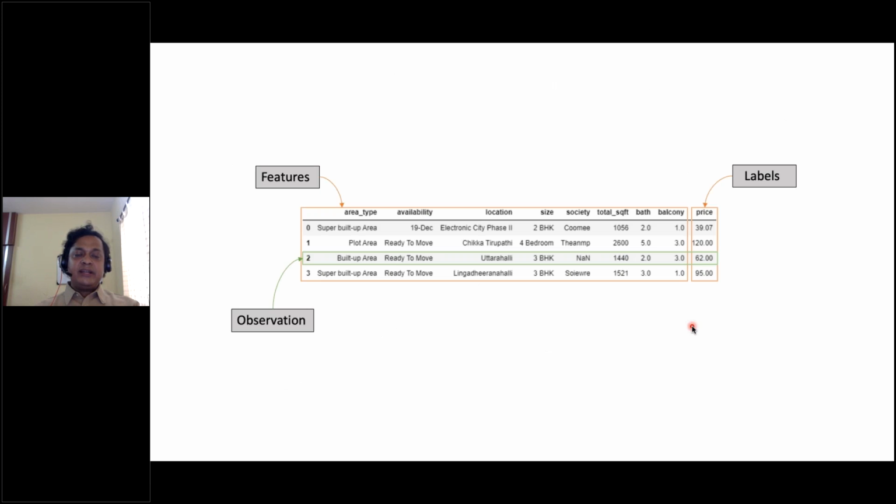Now let's familiarize ourselves with a few terms which we are going to use during the session. Number one, each row of the data, for us each row of the apartment along with the price, is called an observation. The attributes which are contributing to the price of the apartment are called the features or independent variables, and the price is called the dependent variable or the labels. So with the help of the features, we are trying to generate labels.